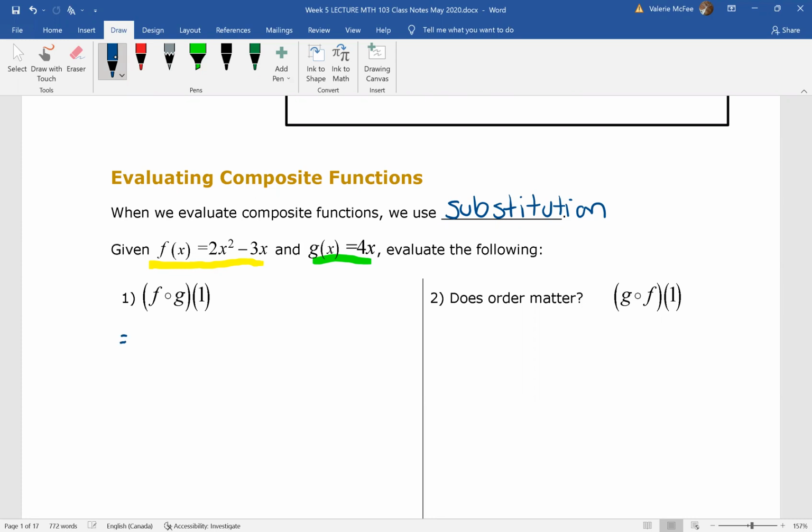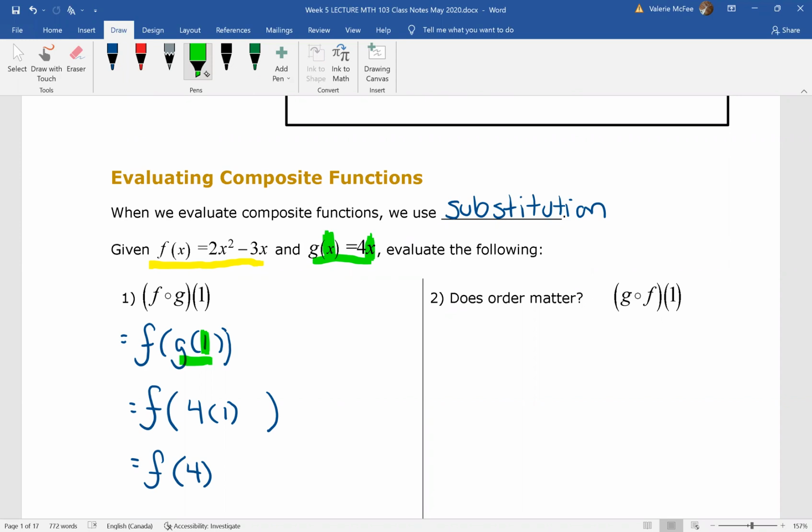Let's use that definition. We said that this is the f of, in this case, the g of, not the g of x, the g of 1. So keep f of, but inside we're going to put the g of 1. Now look what's happened. We've taken this x in g and changed it to 1. That means we need to change this to 1. So we have 4 times 1, or the f of 4.